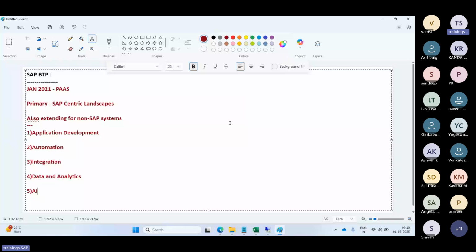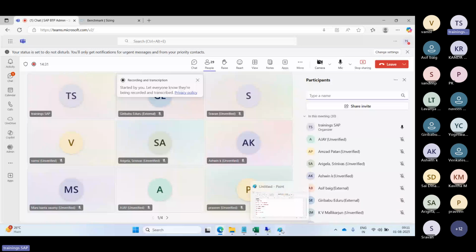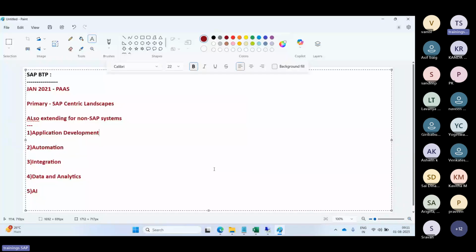So coming to application development, whatever services and solutions they are providing to the customers, like databases and analytical services, they have categorized into the five main pillars in the BTP here, right? So it's a platform-as-a-service-based concept. One is application development.